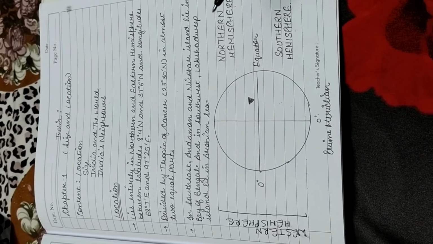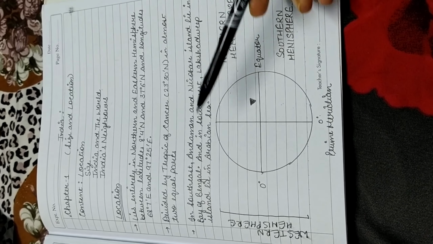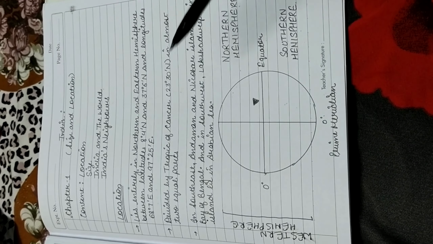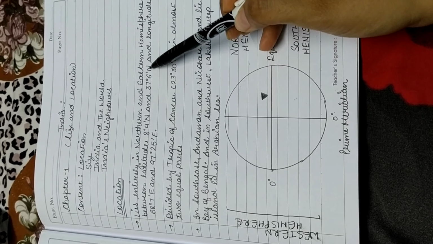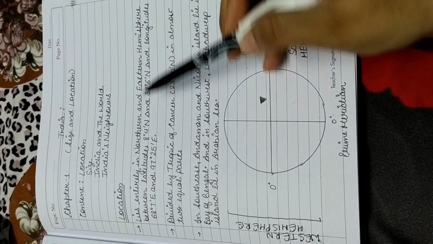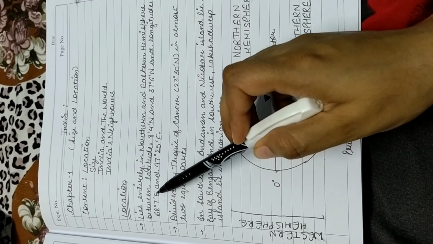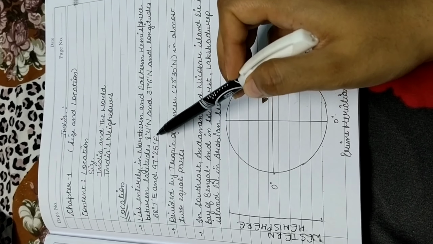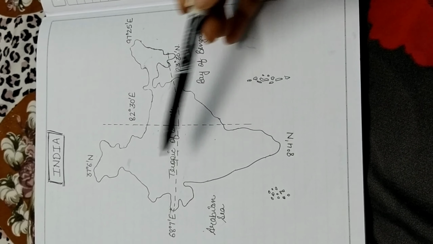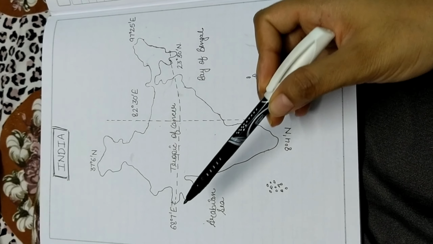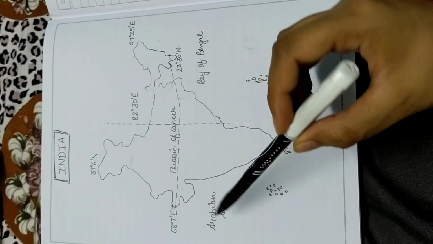Now the next question is, what is the latitudinal and the longitudinal extent of India? That is 8 degree 4 minute north to 37 degree 6 minute north, and the longitudes are 68 degree 7 minute east and 97 degree 25 minutes east. As you can see, this is the latitudinal extent of India, whereas this is the longitudinal extent of India.